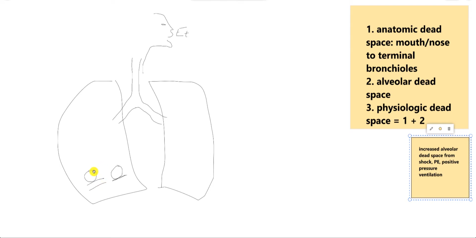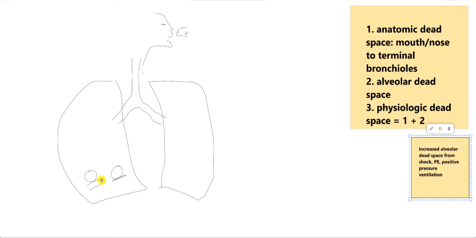So here's a schematic of a single alveolus with a capillary going beside it. So of course, O2 will diffuse from the alveolus into the capillary, and CO2 will diffuse from the capillary into the alveolus. So that's anatomic dead space.